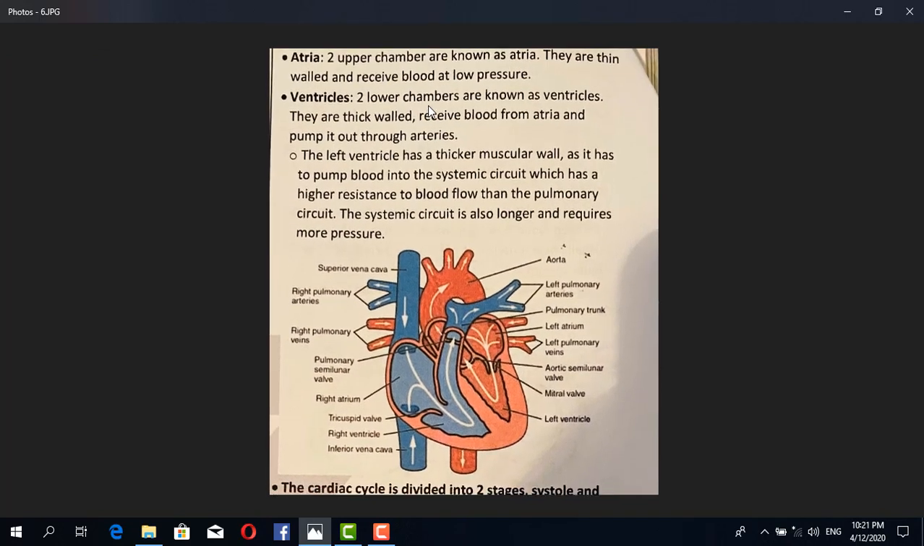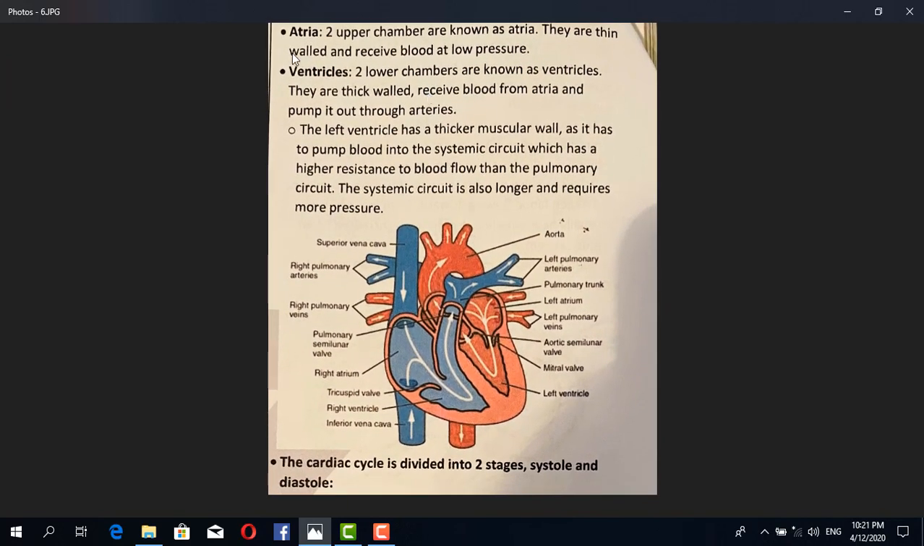Not quite sure it's actually clear. Okay, the atria. We've got 2 upper chambers known as the atria. They are thin-walled and receive blood at low pressure. The ventricles, which are the ones at the bottom, are the 2 lower chambers. They are thick-walled because they receive blood from the atria and pump it through the arteries.